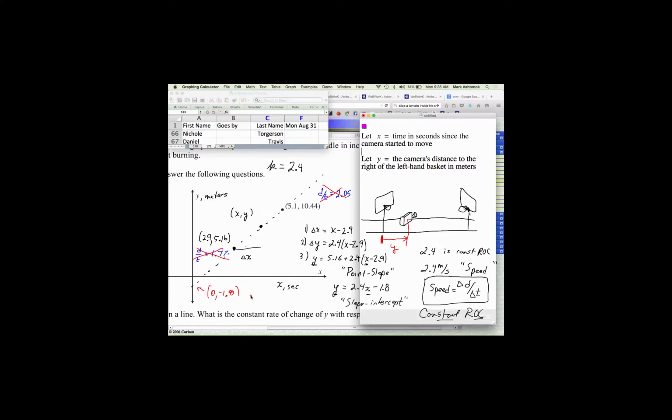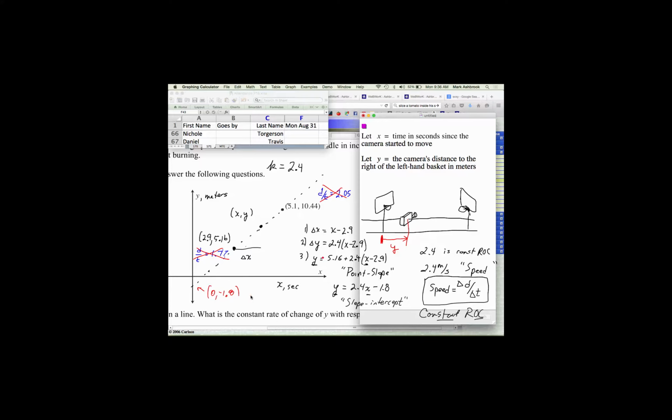Can it make sense in this situation? Yeah, because it's to the right of the left hand, or it's on the other side. So if we're defining y as to the right of the left-hand basket, then a negative value of y just means to the left, like a number line, right? So going to the left of that basket would be negative values of y.